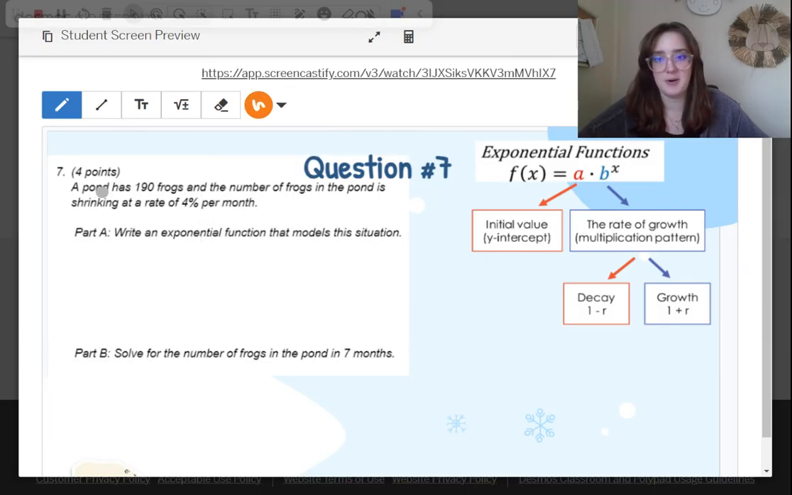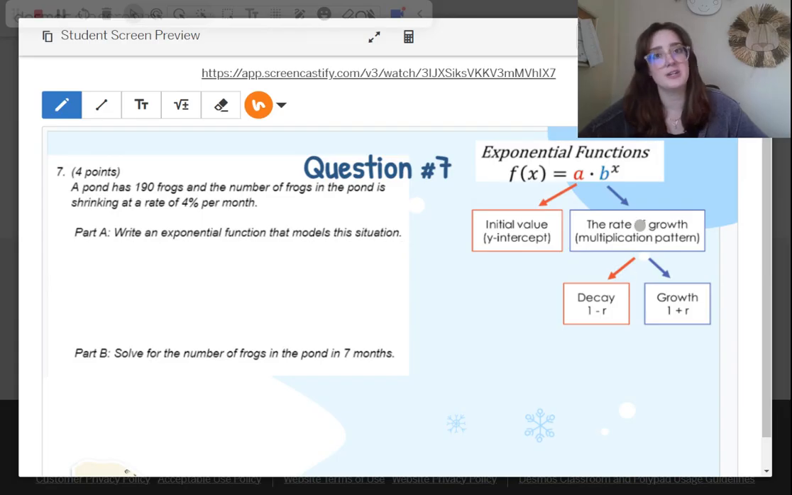So it's saying a pond has 190 frogs, and the number of frogs in the pond is shrinking at a rate of 4% per month. All right, so again, just some given information: 190 frogs in this pond, it's shrinking at a rate of 4% each month. Our goal for part A is to write an equation that models this situation in exponential function.